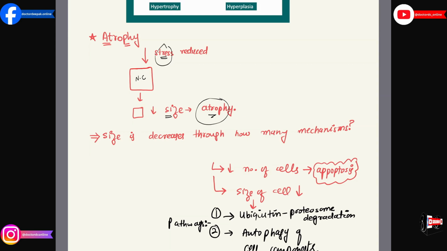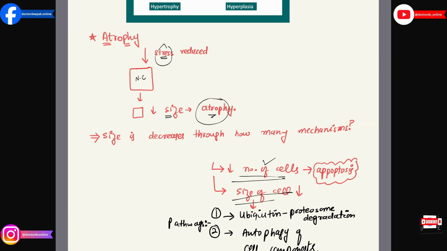One, it has to decrease its number of cells, and the second, it has to decrease the size of cells. Let's suppose if they ask you a question in the exam, through how many mechanisms a cell is going to decrease, or simply they can ask how the organ is going to decrease its size. So an organ can decrease its size by two mechanisms. First mechanism, by decreasing the number of cells. Second mechanism, by decreasing the size of cells.